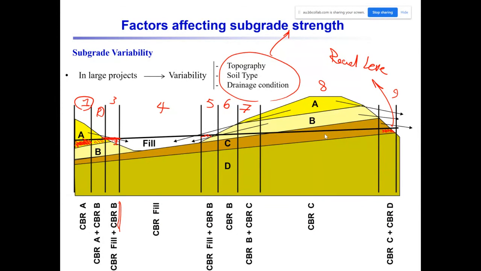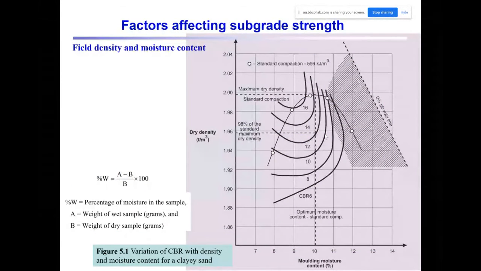So the first factor affecting the subgrade strengths is the variability of the topography, soil type, and drainage condition. The other terms which affect the subgrade strengths are field density and the moisture content. So you remember from soil mechanics that we need to conduct compaction tests in order to determine the maximum dry density and optimum moisture content of the soil. And then we need to compact the soil as close as possible in the site in comparison with the one in the laboratory. So we need to reach that maximum dry density in the site.